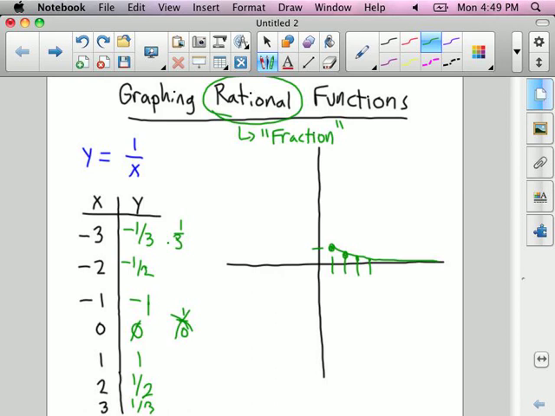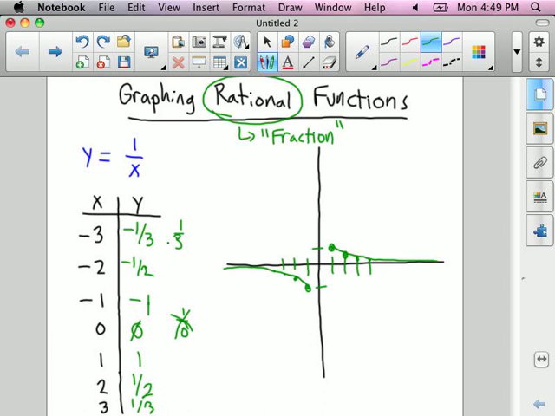On the negative side, if I plug in -1, I get out a -1. -2 gives -1/2. -3 gives -1/3. The same thing is going to happen right here. -4 gives -1/4. It's going to keep going and leveling off like that.